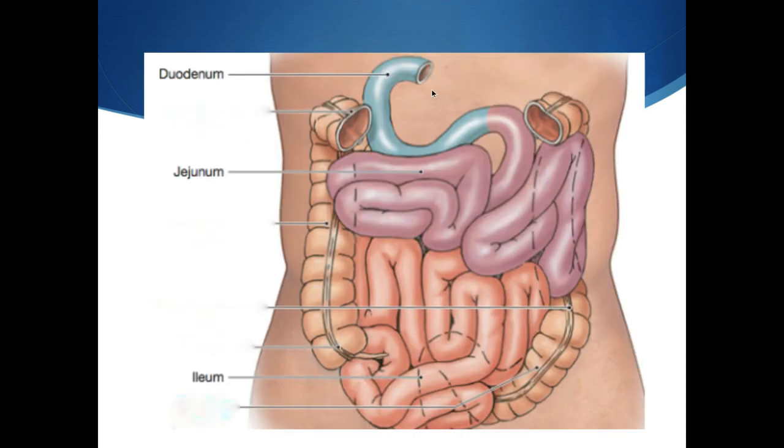Now, in this picture, I really like it showcases the differences in the regions. In blue, we have the duodenum here. In the middle, in purple, we have the jejunum, which you follow all the way around here. And then in orange, we have the ileum.